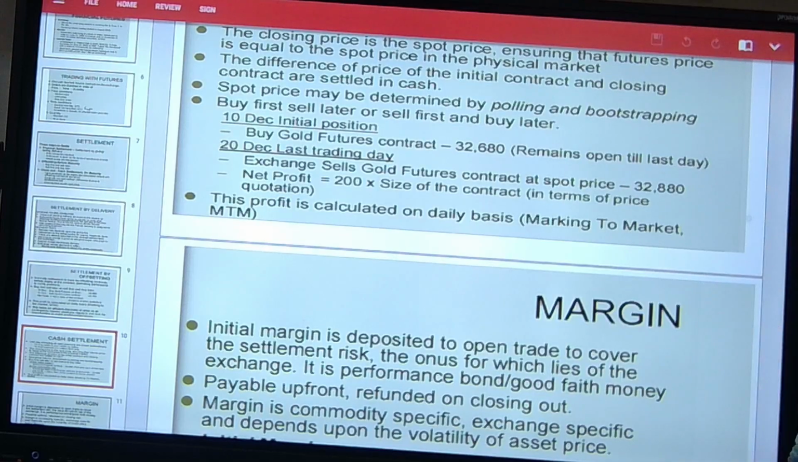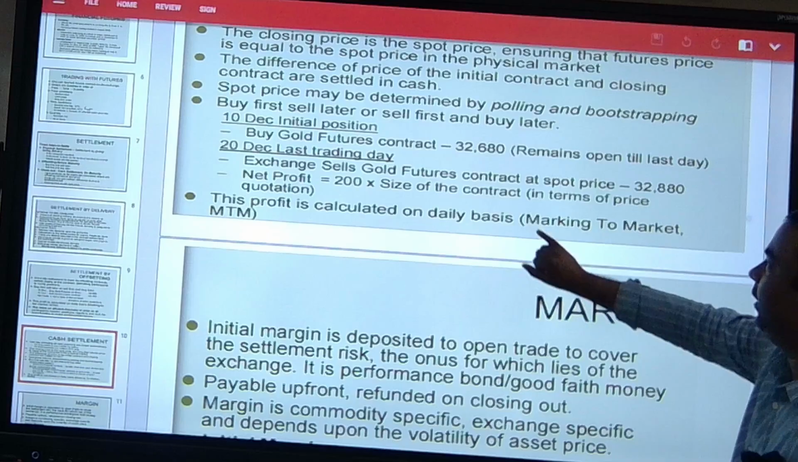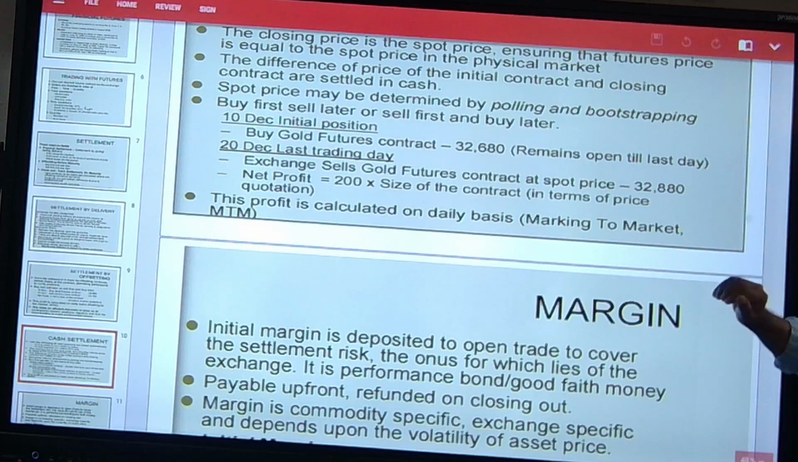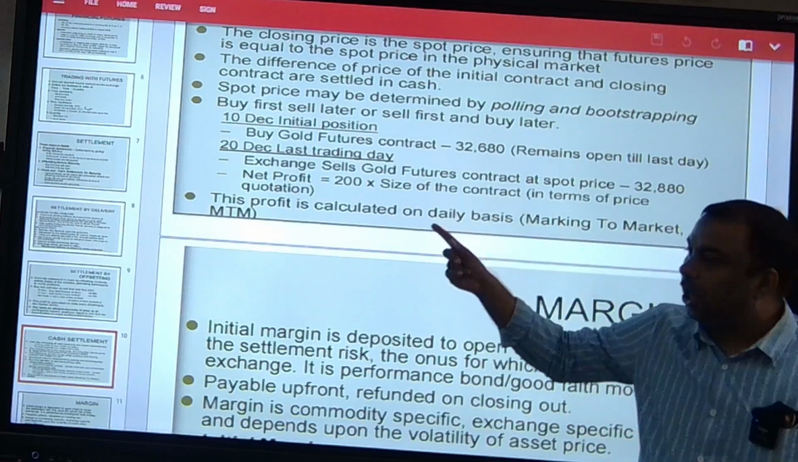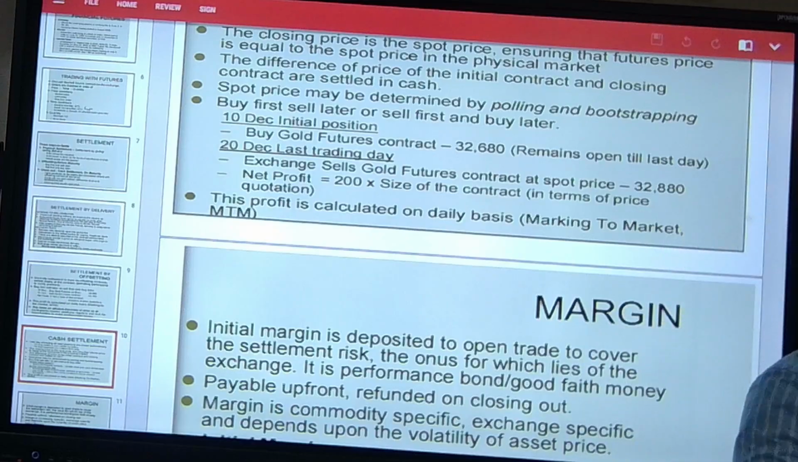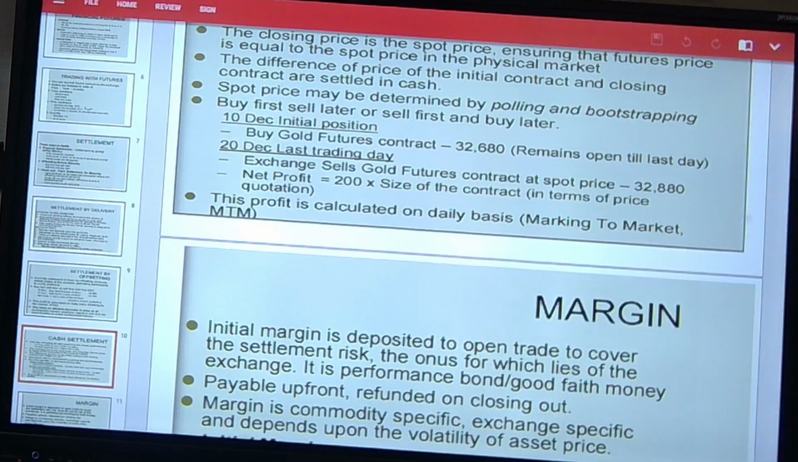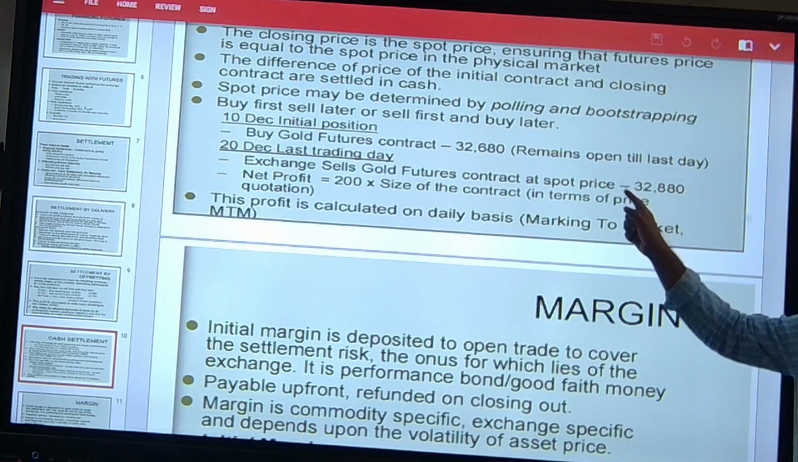Take another example here. 10 December initial position of gold future contract is 32,680 rupees. 20 December last trading day. This is the last trading day. In the last question, we sold out this position on 15th of December, right? 15th December is your square off position, but 20th December is the last trading day, maybe Thursday, maybe Friday, according to the exchange. So here, this is the closing price, the last day price.